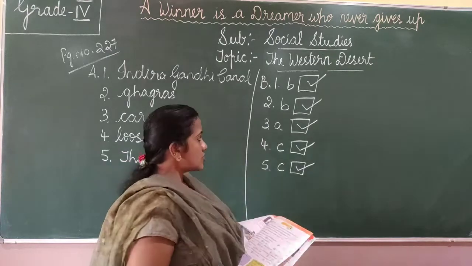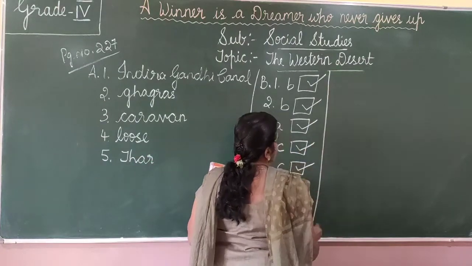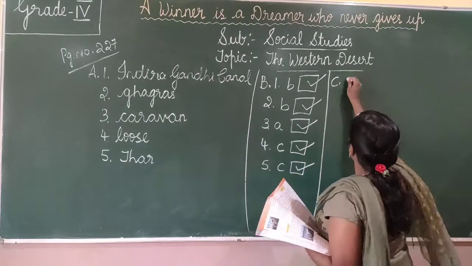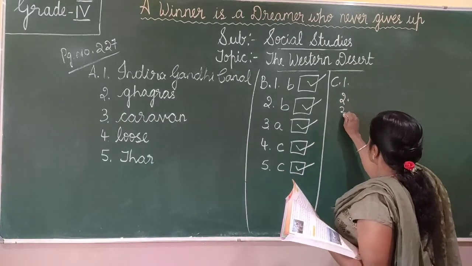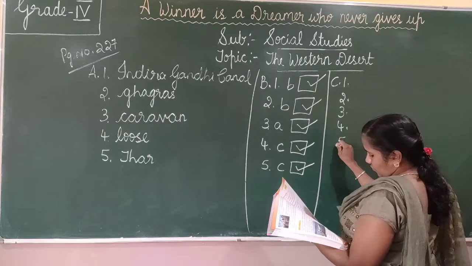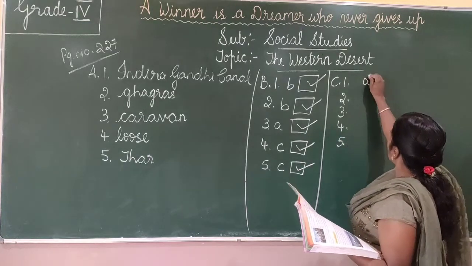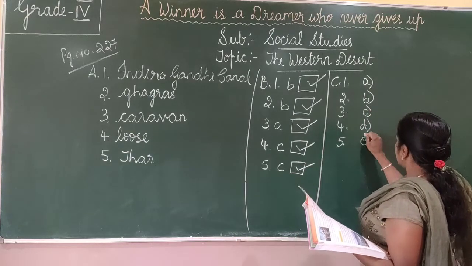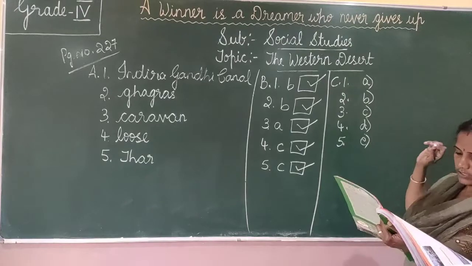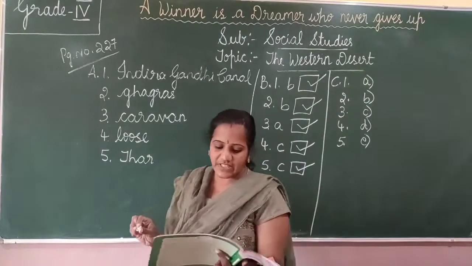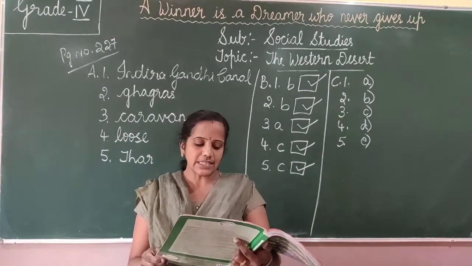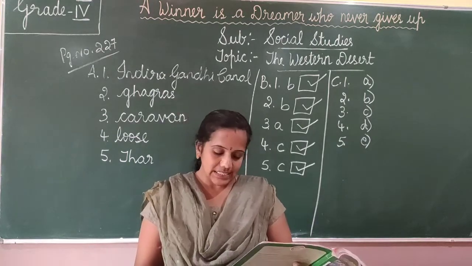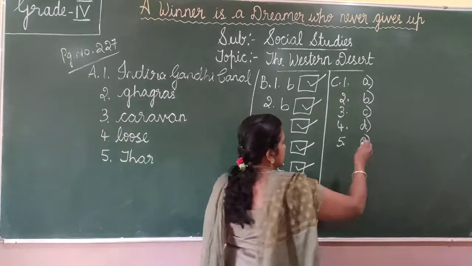Next is C, match the following. So you have 1, 2, 3, 4, 5, and here you have A, B, C, D, E. A and B columns. So we have to match it. The first question, small hill of sand. What is a small hill of sand? It is sand dunes. So it is option B.